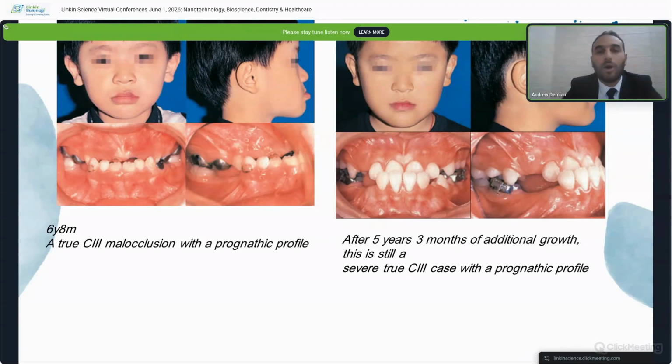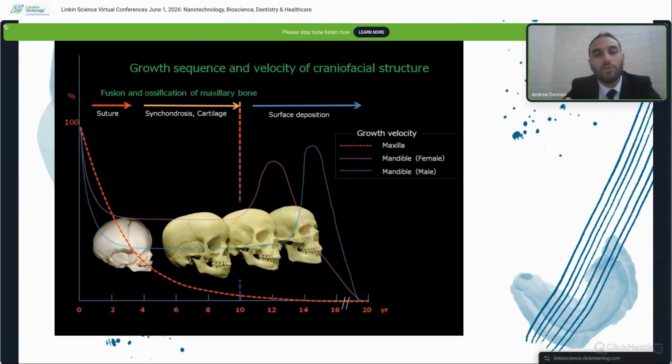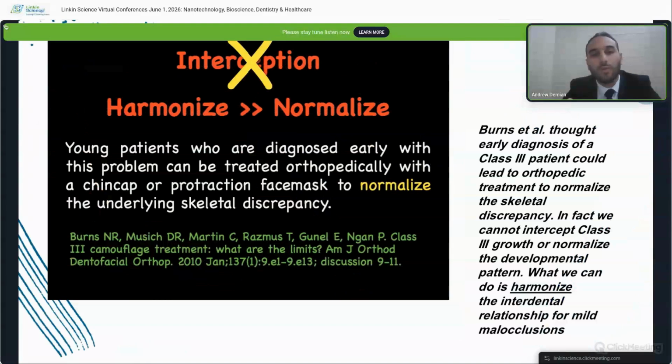Okay. So this is extremely important because we know that the growth of the maxilla usually ends before that of the mandible, because of the sequence of growth. So we have to differentiate what we are doing right now. We don't intercept this growth in order to normalize the underlying skeletal discrepancy, because we cannot change the growth pattern of the patient. We try to correct the skeletal problem only for the maxilla, because the maxilla usually ends its growth earlier than the mandible.